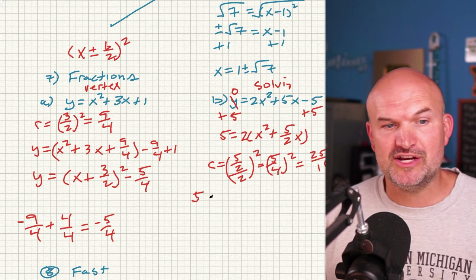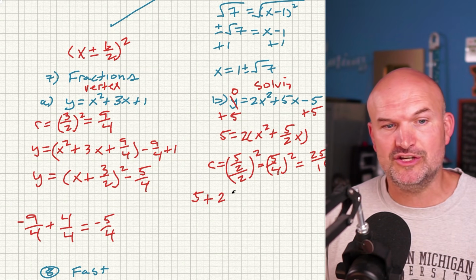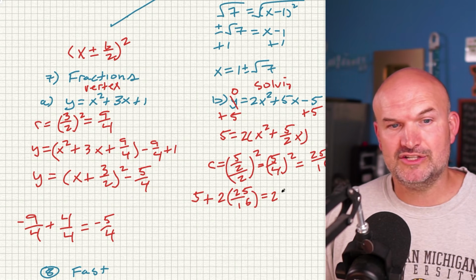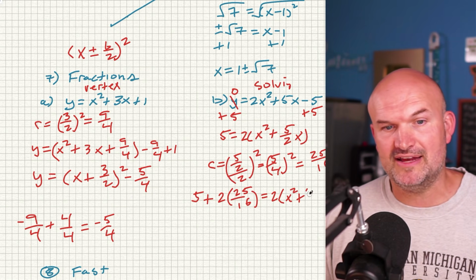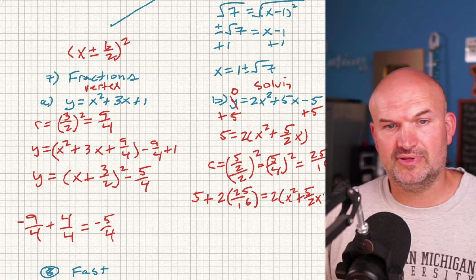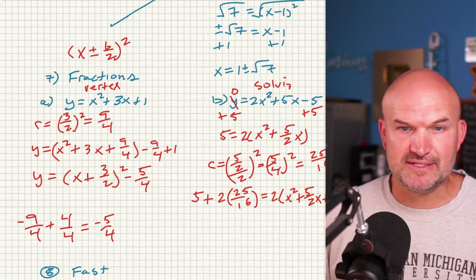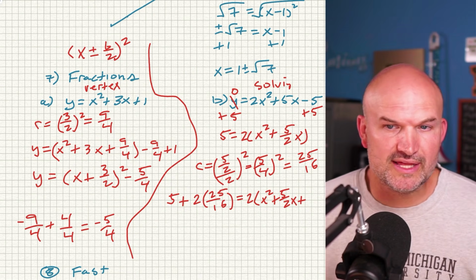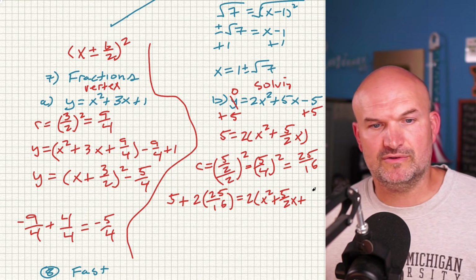So when I rewrite my equation, I'm going to have 5 plus a 2 times 25/16, and that's going to equal a 2 times a x squared plus a 5/2 x plus a 25/16. No, I ran out of space. Sorry, guys. Didn't check that. There you go. So that is going to be, what I say, a 25/16.